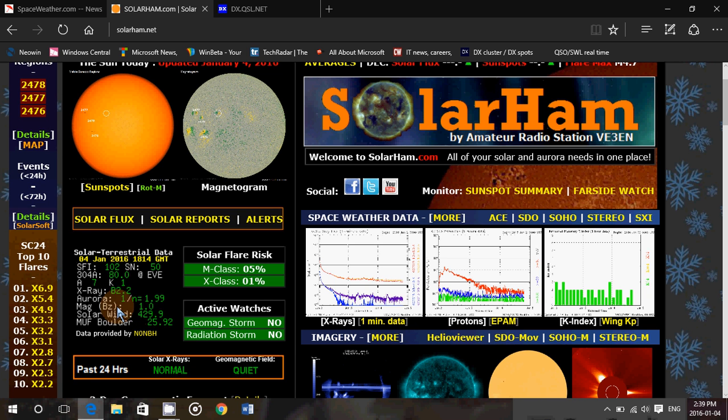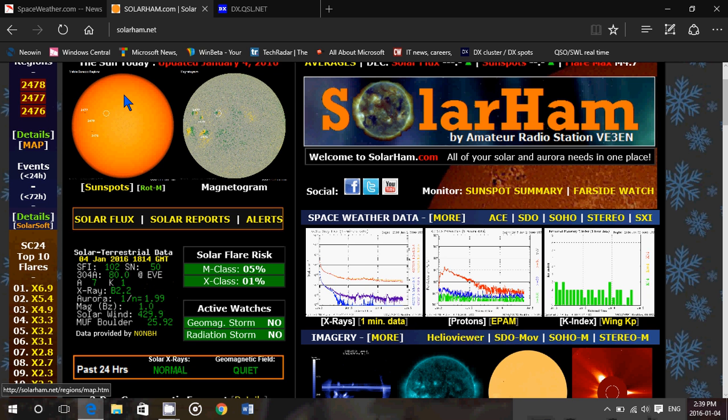Another interesting thing is here the A and K indices. A index is the average for 24 hours of the geomagnetic activity. K index is the geomagnetic field activity updated every 3 hours. You notice that these numbers are green, and what's nice with this page is that the numbers will change color. So when they become yellow or red, that means we're getting some activity.